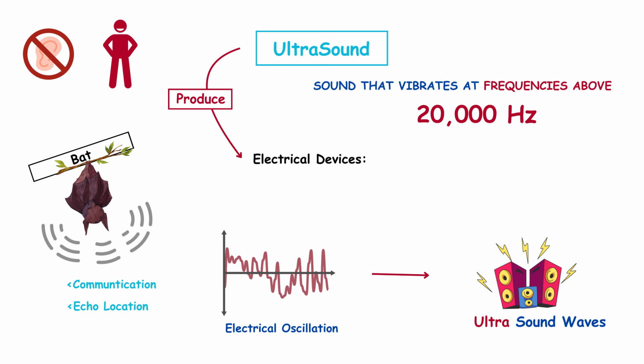While some animals like bats naturally produce these ultrasonic waves for activities such as communication and echolocation, humans are not capable of generating ultrasound naturally and must rely on specially designed electrical devices. These devices create ultrasound in a manner quite similar to how a standard speaker works by generating electrical oscillations that are then transformed into sound waves. However, in the case of ultrasound devices, those electrical oscillations are specifically converted into ultrasonic waves.